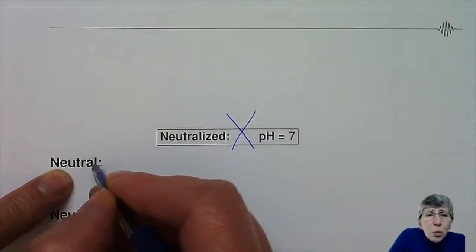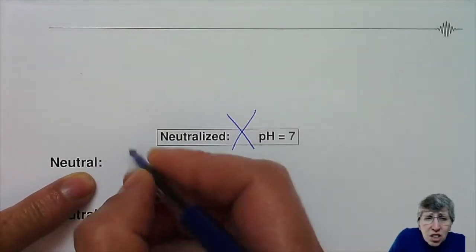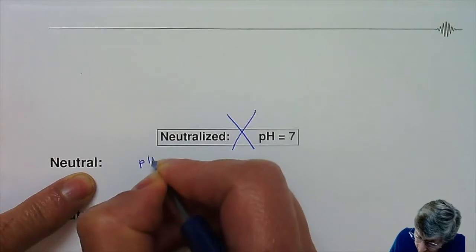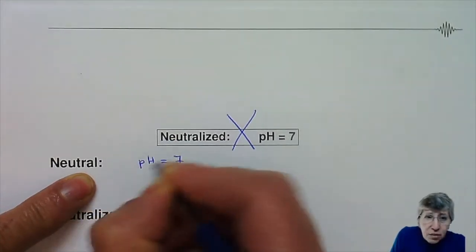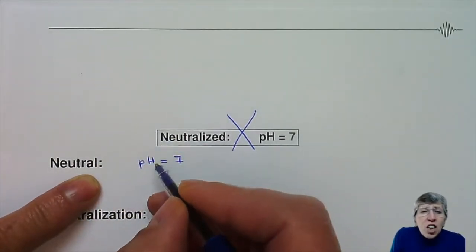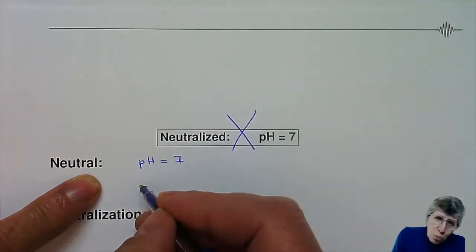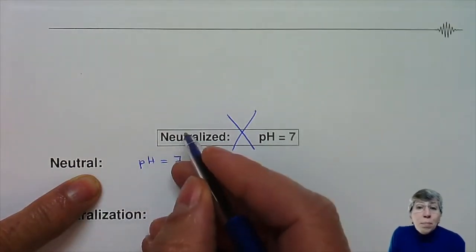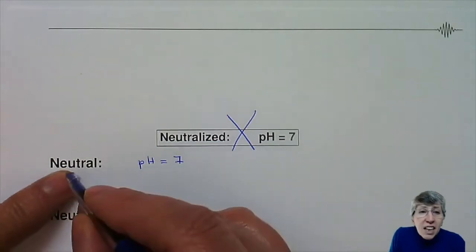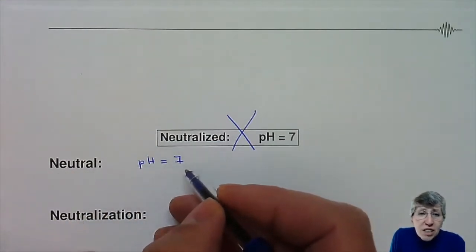Now, the first word there is neutral. If something is neutral, then the pH is equal to 7. Neutral means it's not acidic, which would have been a pH smaller than 7, or basic, which would have been a pH higher than 7. It is actually neutral, so the pH is actually 7.